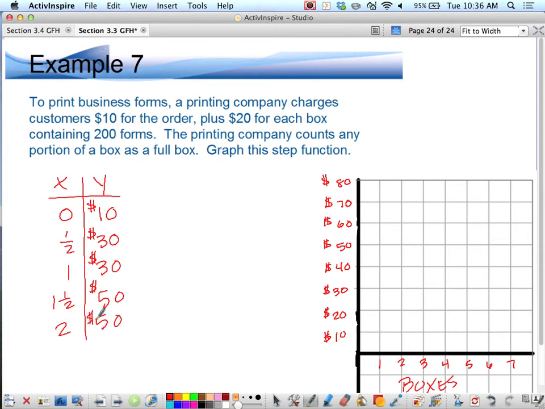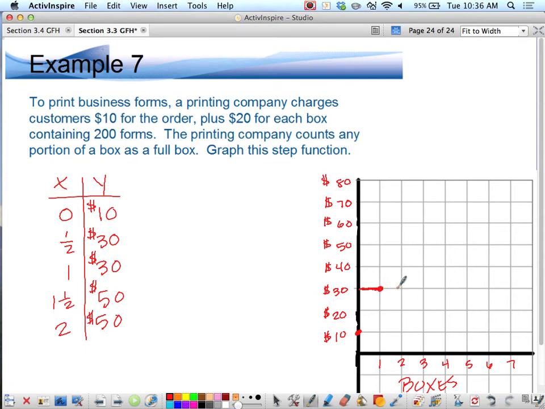All right, let's go and see what we have graphed so far. At 0, they're going to charge me $10. Agree? But at half a box, it jumps up to 30. A quarter of a box would be 30. And 8/10 of a box would be 30. So everything between 0 and 1 would be 30. And 1 box would also be 30.